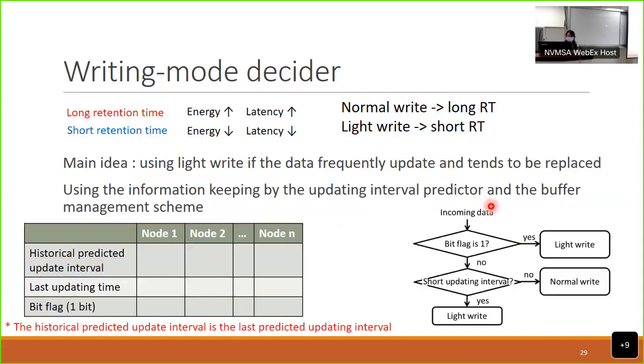In detail, we check the bit flag. If the bit flag is 1, it means this data tends to be replaced, so we use light write for the data. The last check is the updating interval: if the data has a shorter updating interval, we use the light write mode, but if the data has a longer updating interval, we use the normal write.